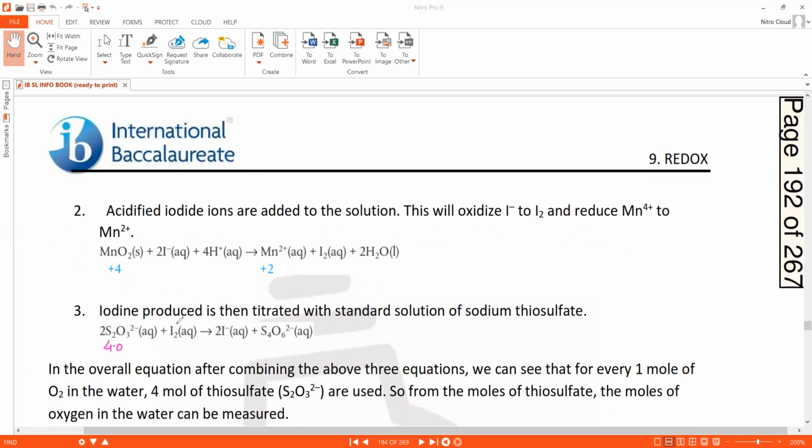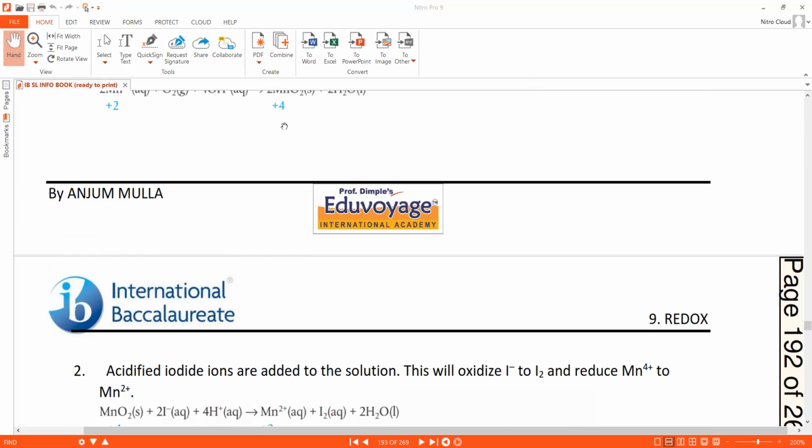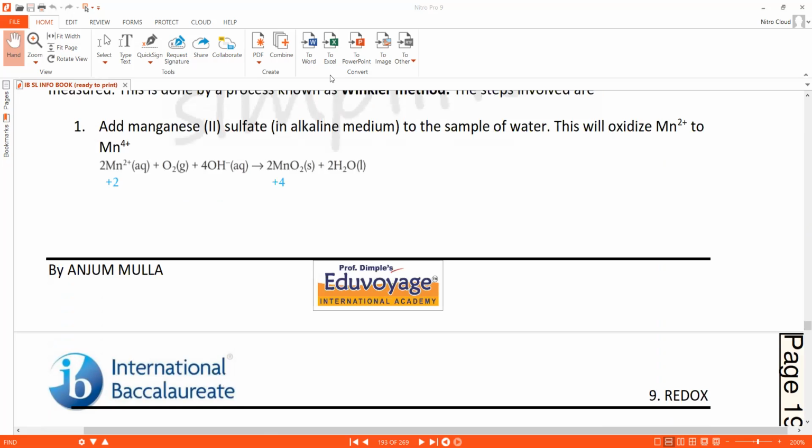Then what is the number of moles of iodine according to the equation? 2 moles, which means the iodine produced here is 2 moles, because the same iodine is reacting here. Now, if iodine is 2 moles, what is the number of moles of MnO2? 2 moles of MnO2. And this MnO2 is present in the previous reaction. If this MnO2 is 2 moles, what is the number of moles of oxygen then? 1 mole.